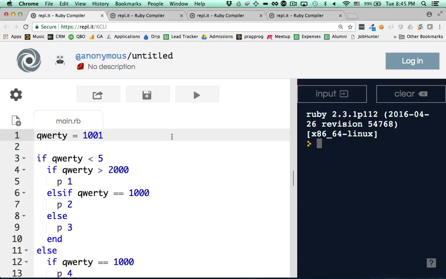What line processes next? 3. If QWERTY is less than 5, is QWERTY less than 5? No. So what line processes next? Okay, I'm hearing a bunch of line 11s. Does anyone think it's not line 11?